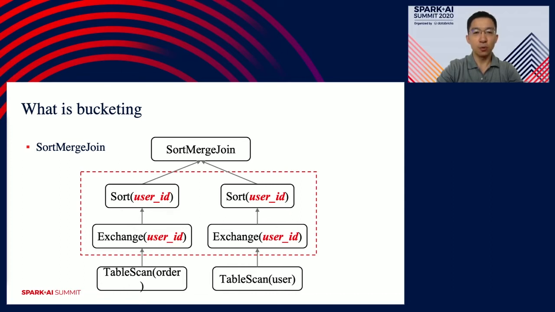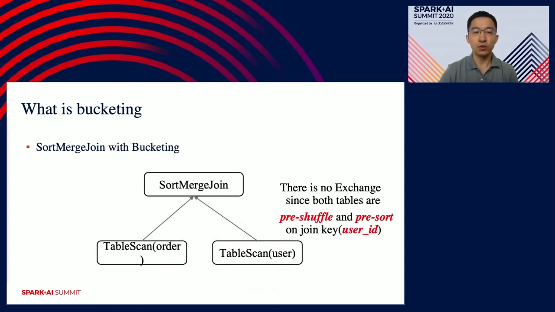Otherwise, Spark SQL will add an exchange operator and a sort operator to ensure this. But if both of them are bucketed tables and also sorted on user ID before we populate the tables, then we do not need to add the exchange and sort nodes again, because both of them are pre-shuffled and pre-sorted. That's why we want to set the table into a bucketed table.